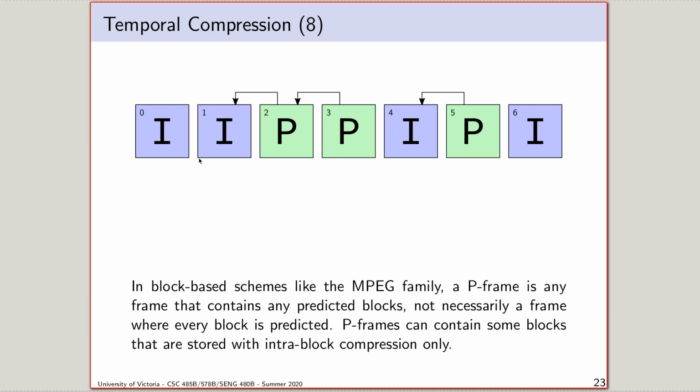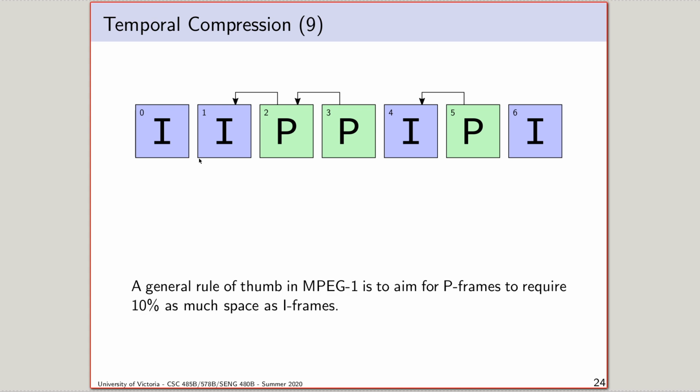Just to be clear, a p-frame is any frame that contains any blocks that use this prediction, that are stored via delta compression. You don't have to store every block in a p-frame that way. You could have some blocks that are stored from scratch, if it makes sense. And we'll talk about reasons why it makes sense in a few minutes. So they can contain some blocks that only use the intra-block compression. They only use data from inside of the same image for compression.